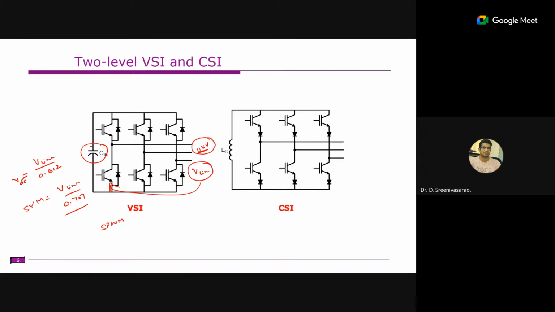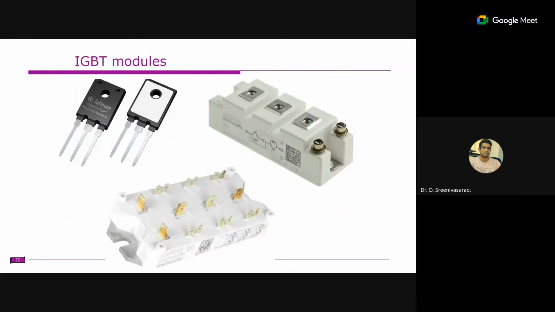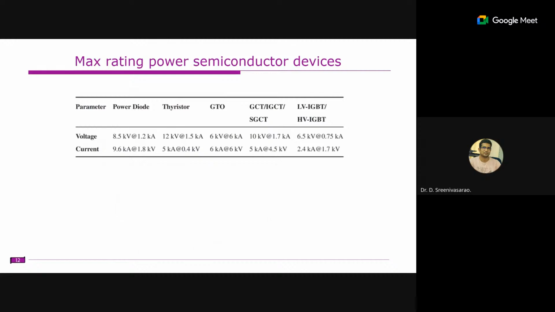So that means each switch is supposed to block this much voltage, 11 kV or 18 kV. All right. So these kinds of devices are not available, as you know. So far, especially in IGBTs, yes, 6.5 kV devices are available, and that can handle 750 amperes of current. Whereas if you are focused on the current, we have devices available for 2400 amperes and 1700 volts, right?